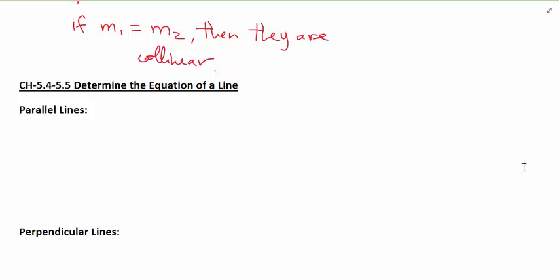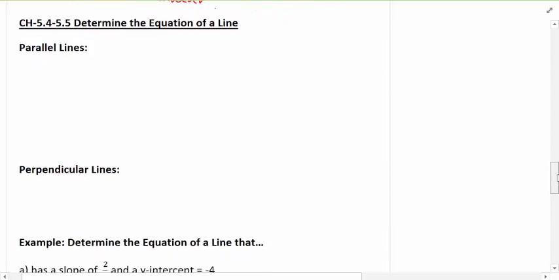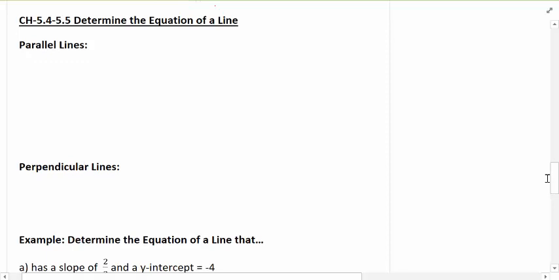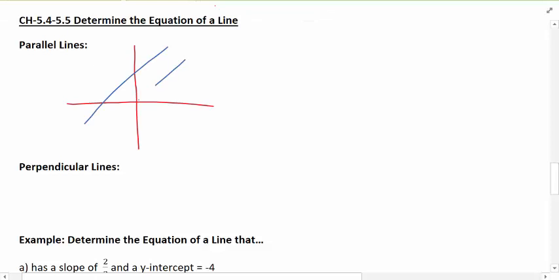Now let me tell you something about parallel lines or perpendicular lines, okay? Now parallel lines never what? They never cross. They never meet, right? So if I were to give you an example of parallel lines, they may look like this, where they're not going to meet.